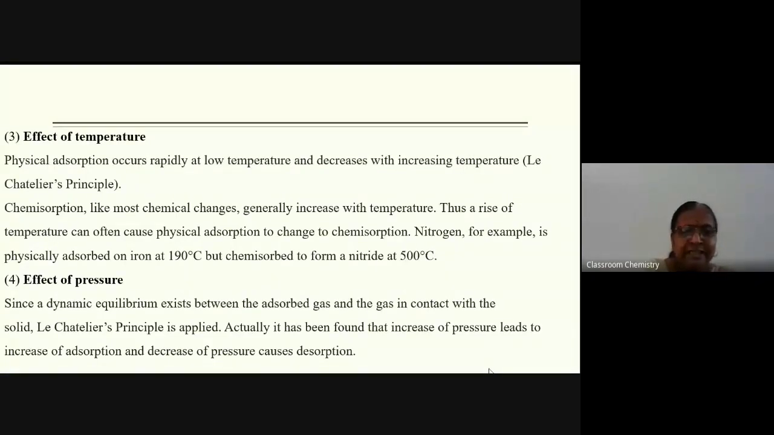जर प्रेशर डिक्रीज झालं, इट विल कॉज द desorption. Thus, there exists the dynamic equilibrium between them. Adsorbed molecules of the gas or adsorbed gas does not remain permanently on the solid surface. After some time, it gets detached from the surface of the solid and it is known as the desorption.